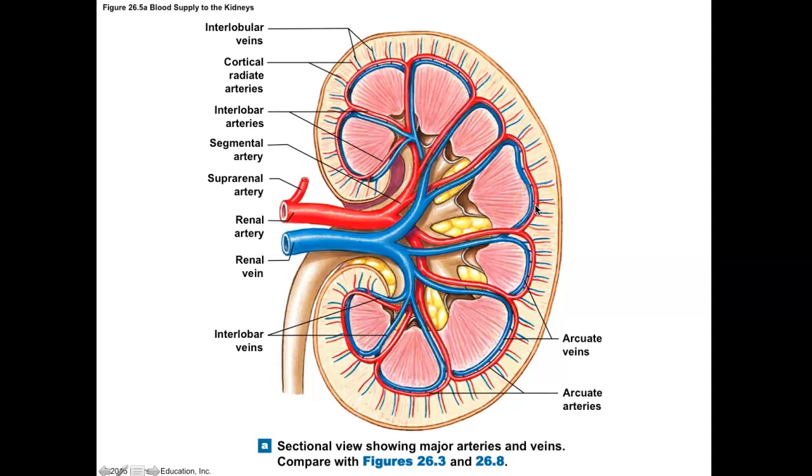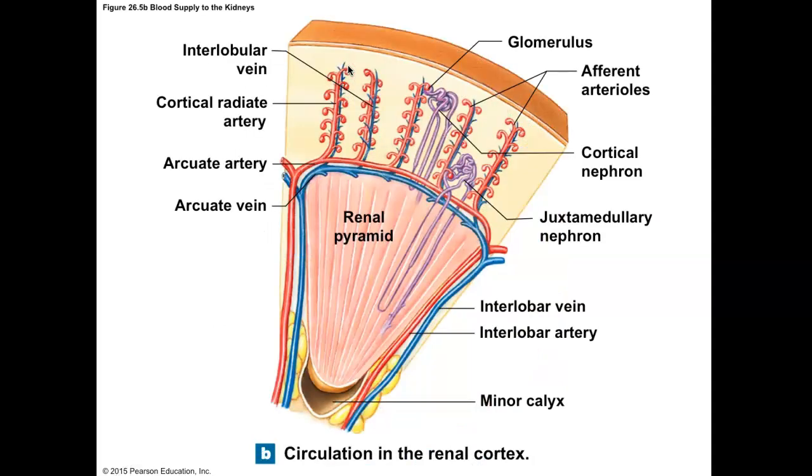Then they're going to branch, little branches off the arcuate into the cortex. Those are called cortical radiate arteries. That makes sense, right? Cortical radiate, they're radiating into the cortex. Then from there, those cortical radiate arteries will branch and form those afferent arterioles. If we blow this up, it's the afferent arterioles that lead into our renal corpuscle and the efferent arteriole that comes away.